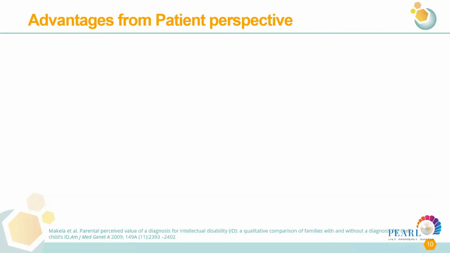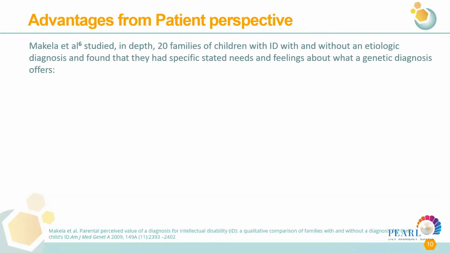So how about the patient and family perspective? Do they actually want to know the etiology? So Makila et al. studied in depth this question. So they grouped 20 families of children who have intellectual disability, those with and without an etiological diagnosis. And they asked specific questions, stated the needs and feelings about what a genetic diagnosis offers.